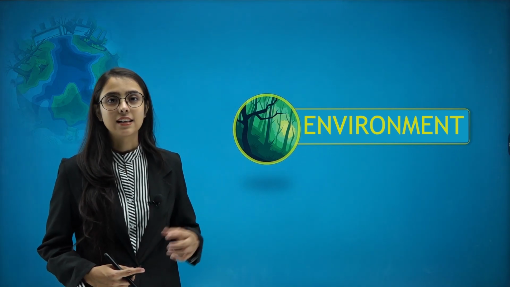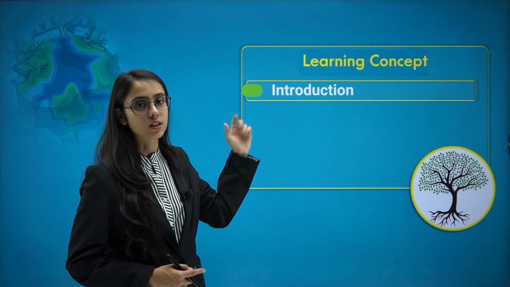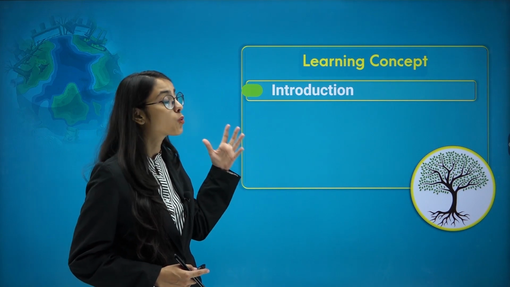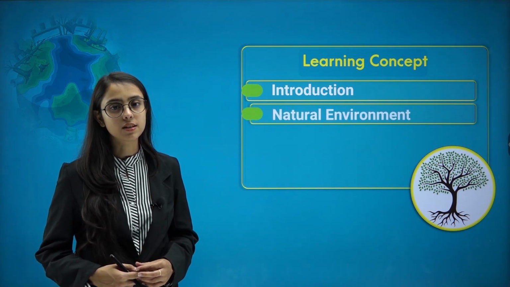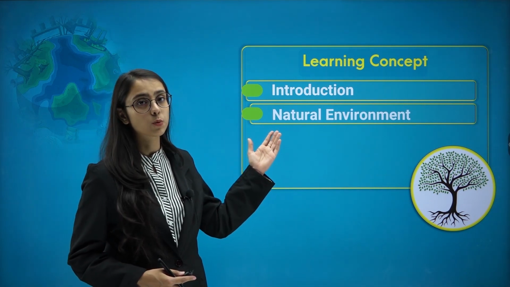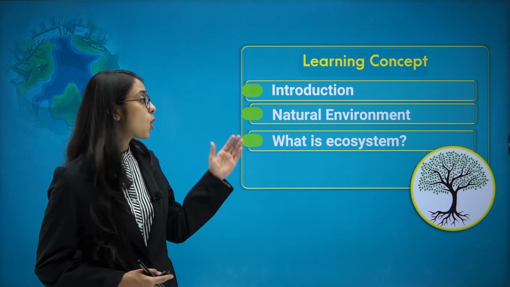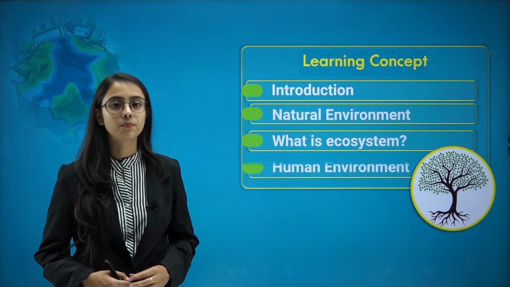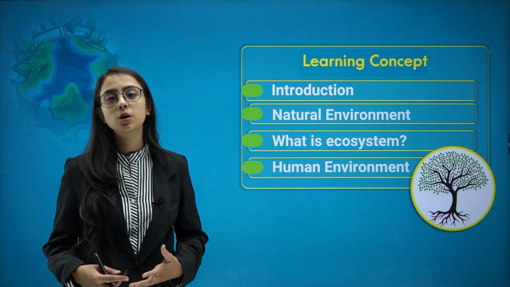So, let's start with the chapter. In this chapter, we are going to learn the following concepts. We'll see the introduction as to what is environment and what things consist of an environment. We'll see what is natural environment and what are the elements of natural environment. Then we'll see what is ecosystem. Also, we'll study about human environment. What is human environment?